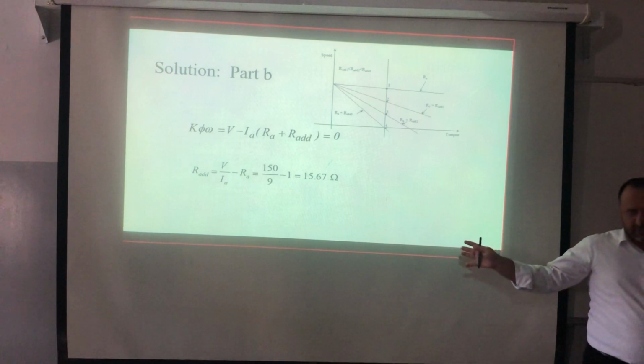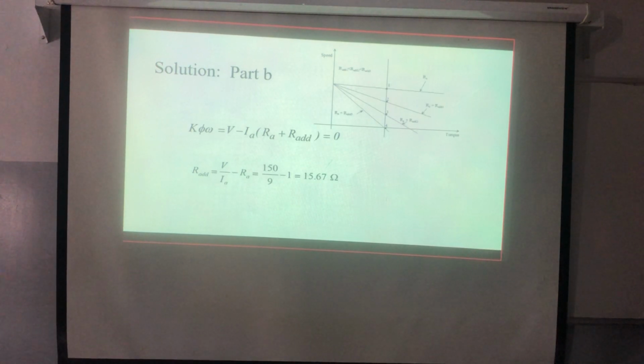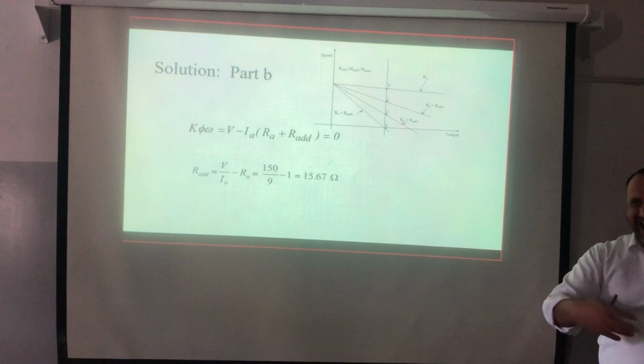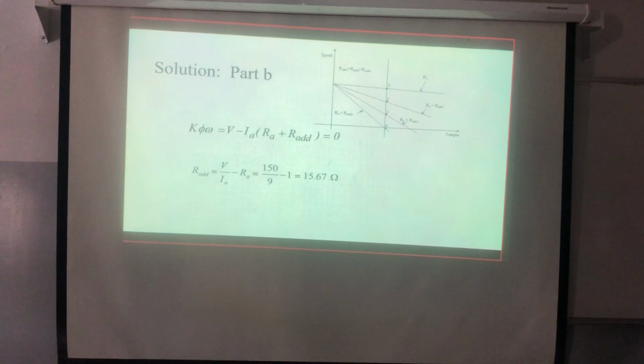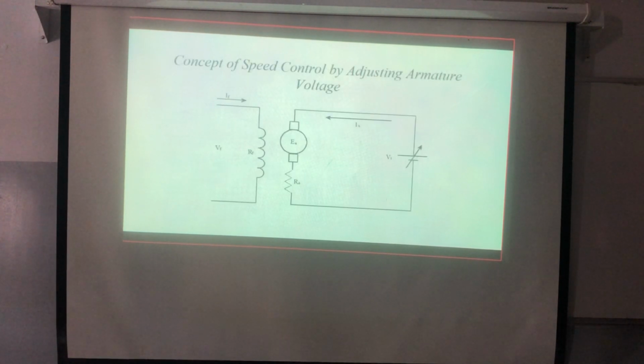Nowadays, no one uses this method. Why? Because here I will add losses to the system, I squared R. But before, this was the only mechanism that we could use to change the speed.